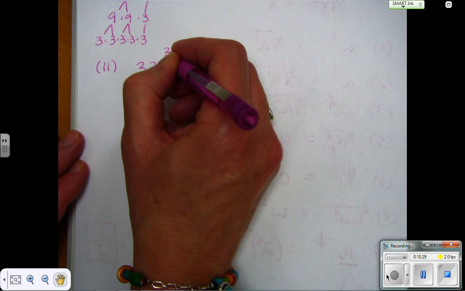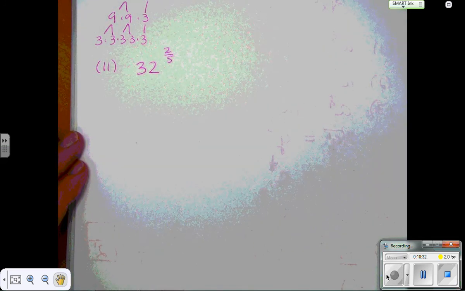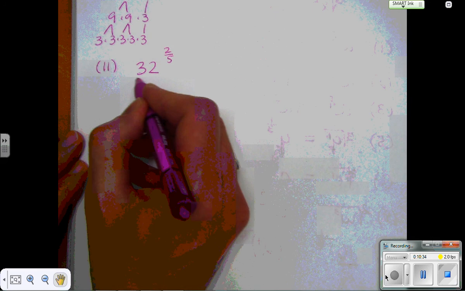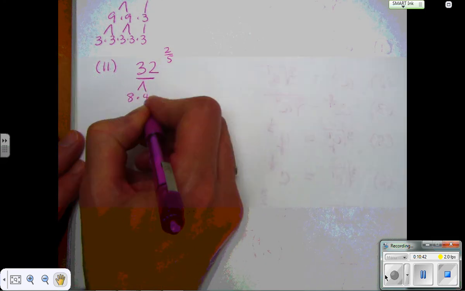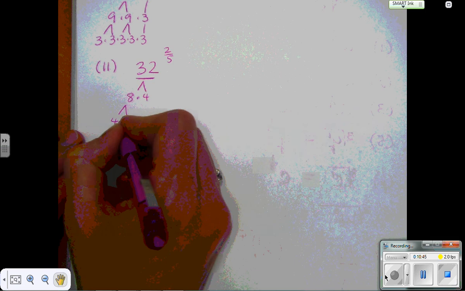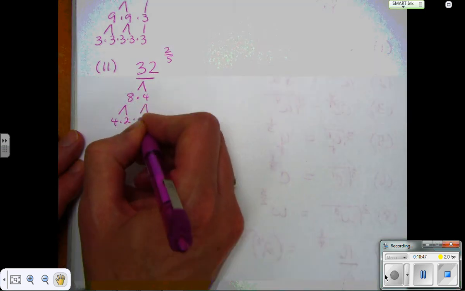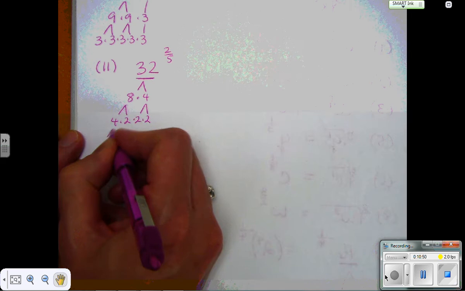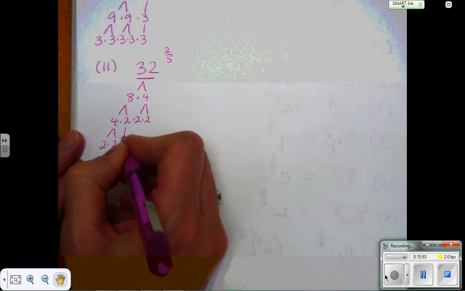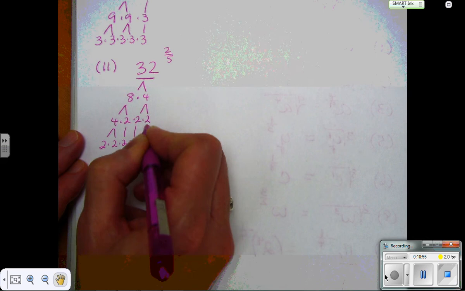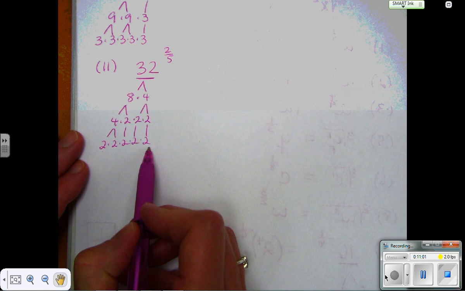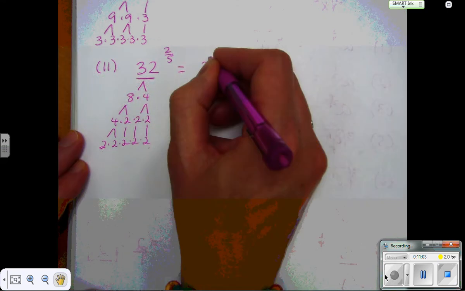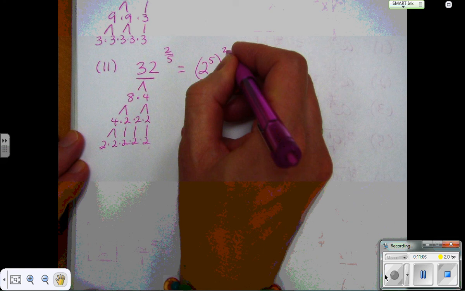Okay, so first thing I want to do is rewrite the composite number 32 as a prime number raised to a power. So I'm going to break it down using a factor tree. 32 is 8 times 4. 8 is 4 times 2. 4 is 2 times 2. So I'm going to have 2 times 2 times 2 times 2 times 2 as my prime factors. So I can write that as 2 to the 5th power. And write my rational exponent outside the parentheses.